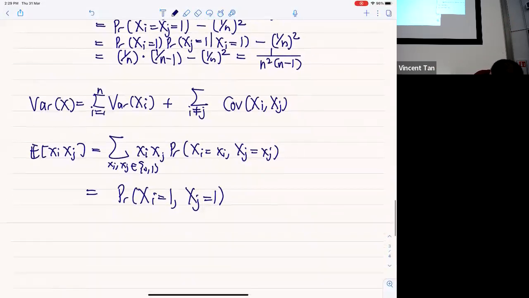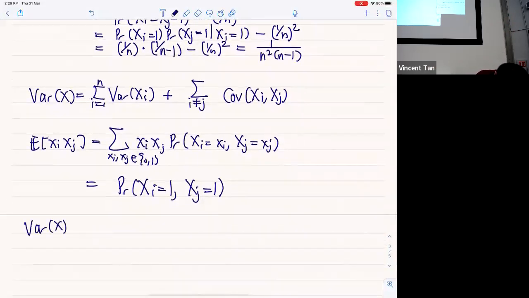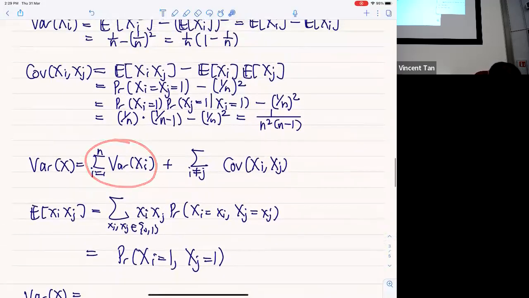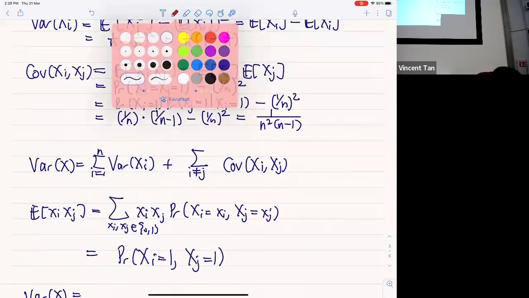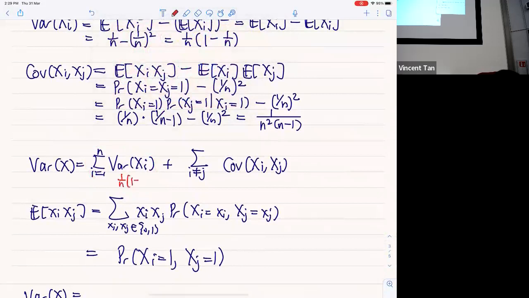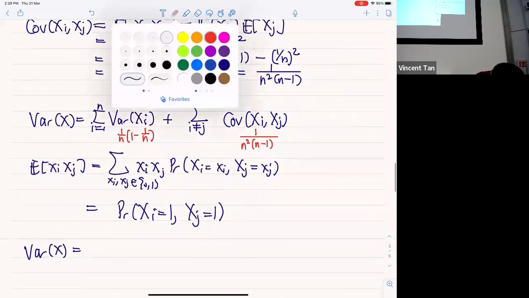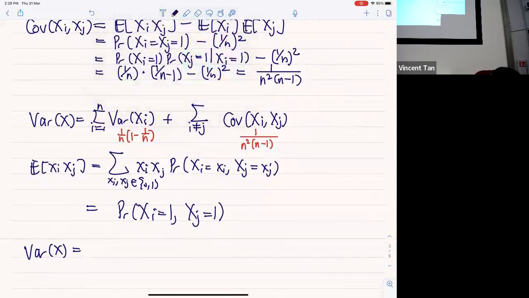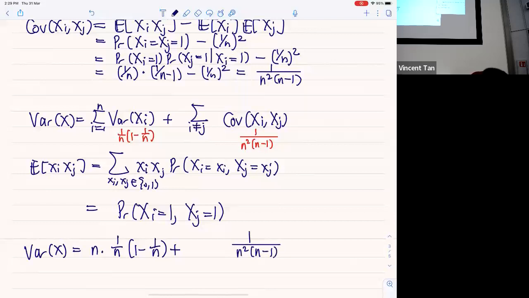We have all the ingredients to substitute inside the variance formula. Here we have a total of n terms, and each of the variances is given by this guy here. Let me just plug this in here. This is 1 over n times 1 minus 1 over n. And this guy here is 1 over n squared times n minus 1. So we can plug this in slowly. Because there are n terms here, we have n times 1 over n times 1 minus 1 over n, plus. Now, each one of these terms here is symmetric, they're all the same.